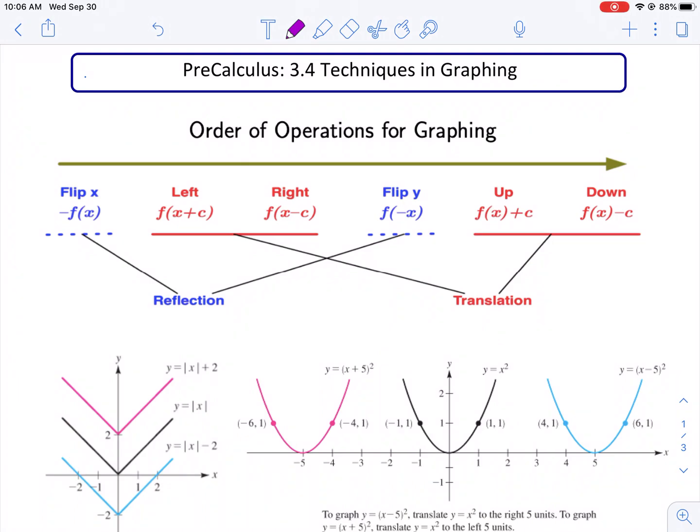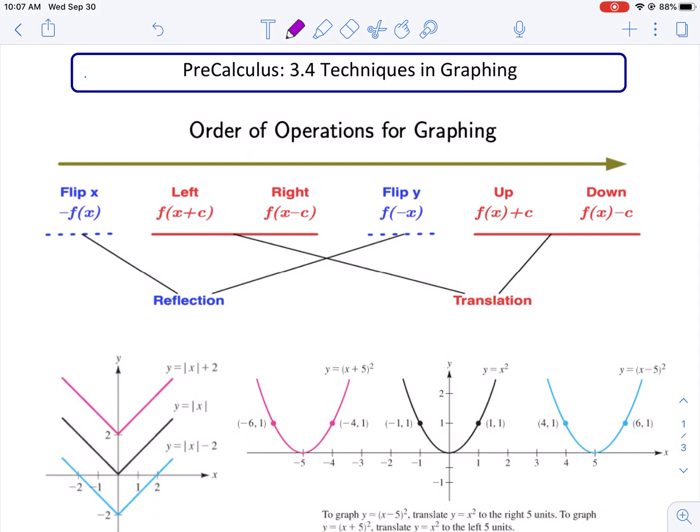Welcome to section 3.4, techniques in graphing. There are going to be many techniques that I explain today in these notes. I would like you to pick your favorite way, run with it, and graph each problem whichever method you prefer. I'll give you a bunch of options. Know that you don't need to know all of them. Just pick which one works best for you.